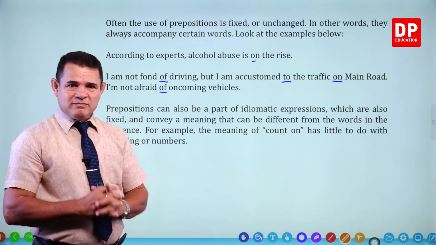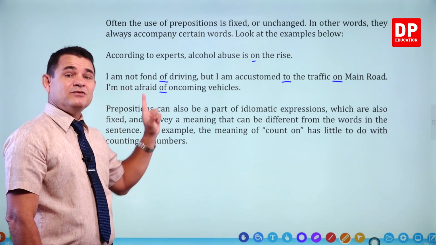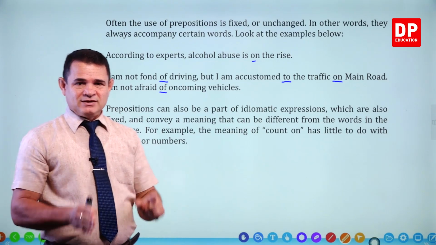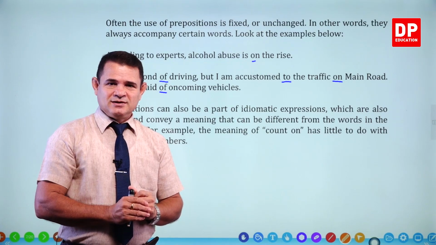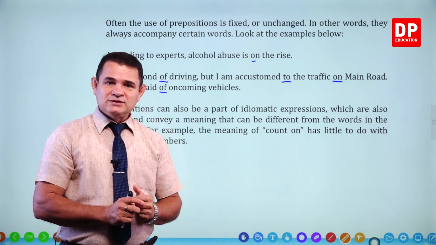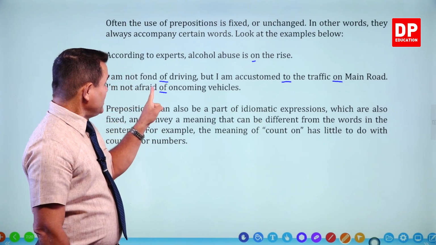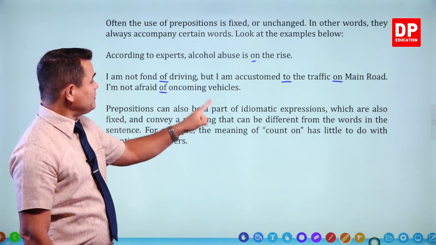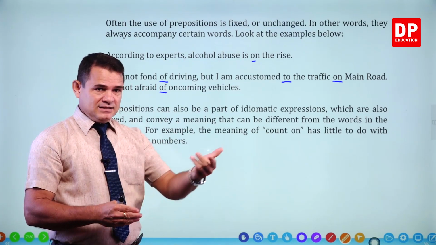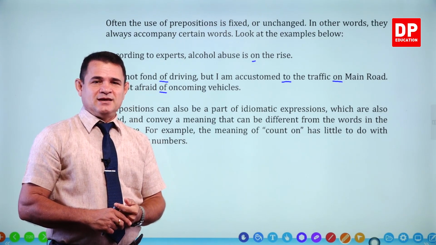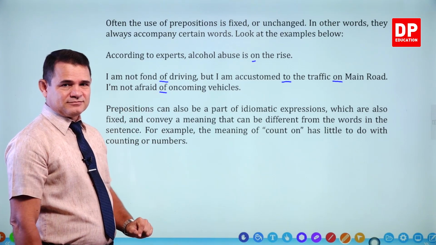So you remember this preposition with the word or the word with the preposition. ඒ වචන ඉගෙන ගන්නවා නම් ඒකත් එක්ක එන preposition එක දැනගන්න ඕනේ. Then only you will be using it correctly. I am not afraid of oncoming vehicles. Oncoming vehicles means the vehicles coming forward. ඉදිරියෙන් එන වාහන වලට මම බය නැහැ. Afraid of. Not afraid of.